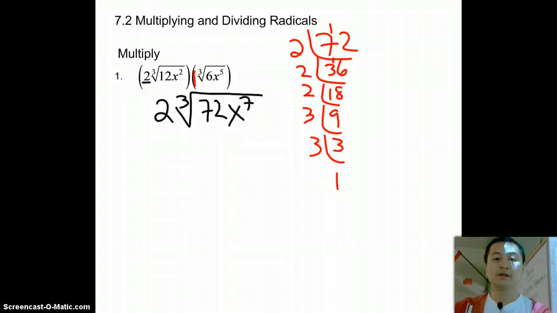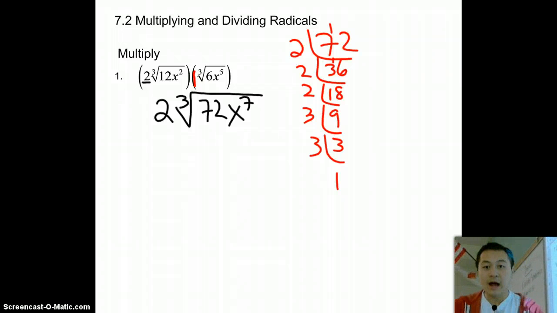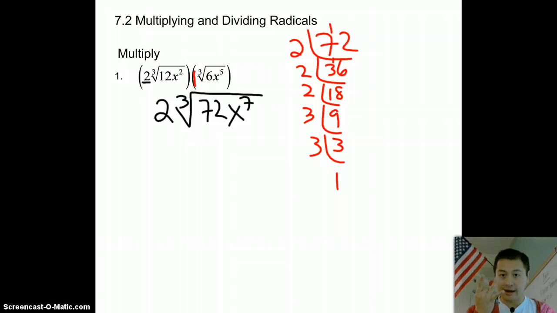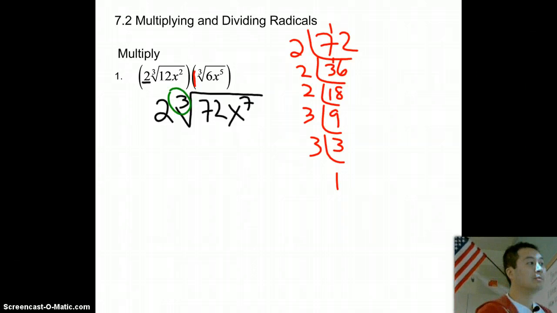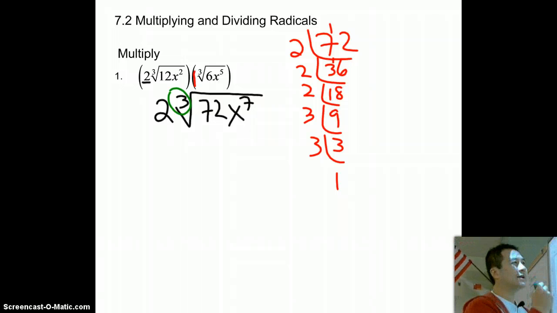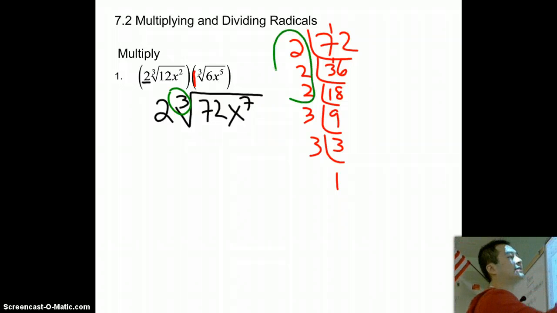Very good. So our question is, how many of a kind are we looking for? We're looking for 3 of a kind. How do you know that? Look right here. This tells us what kind of radical it is, which means how many we're looking for. So I'm looking for 3 of a kind. Up and down here, do I see any? Yes, I see three 2s. So I'm going to take that outside.